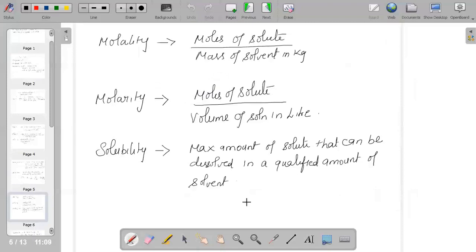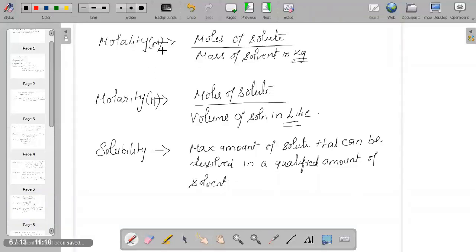Next important part: what is molarity, molality, and solubility? Molality is defined as the ratio of the number of moles of solute to the mass of solvent in kg, whereas molarity is the same moles of solute divided by the volume of solution in liters. This one is molality and this is molarity. We should always keep the difference: molarity is capital M and molality is small m.